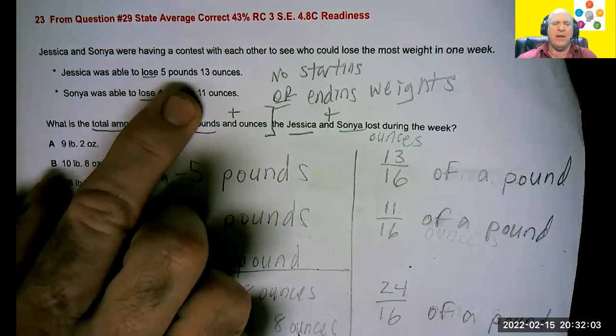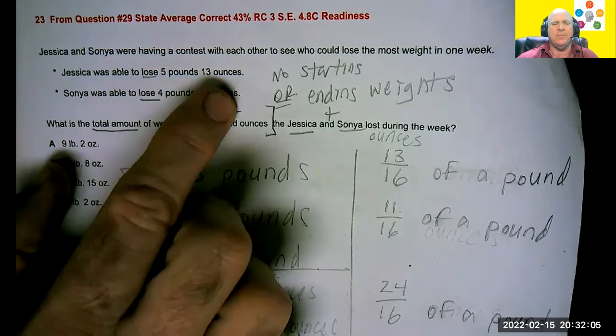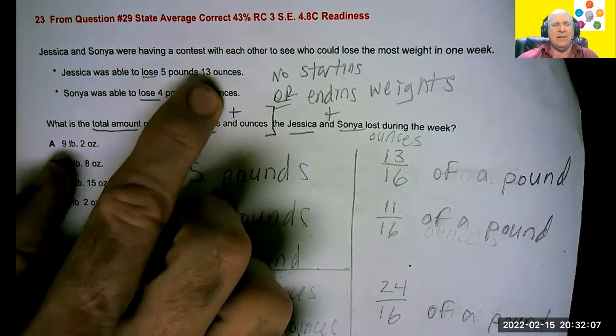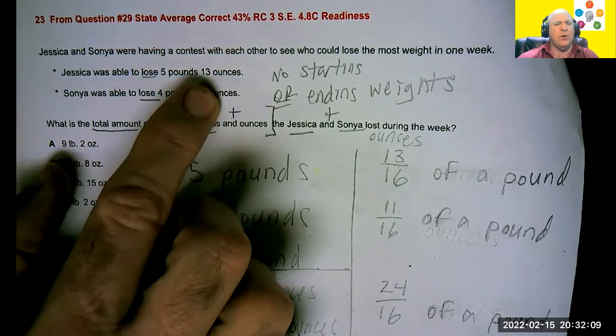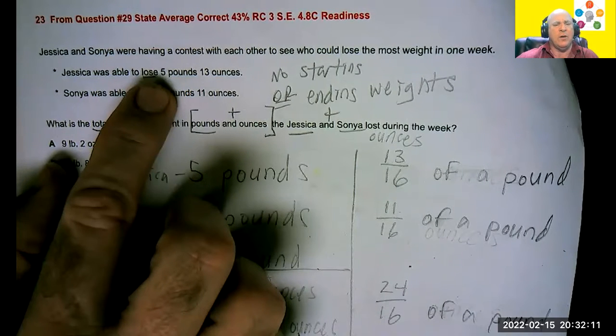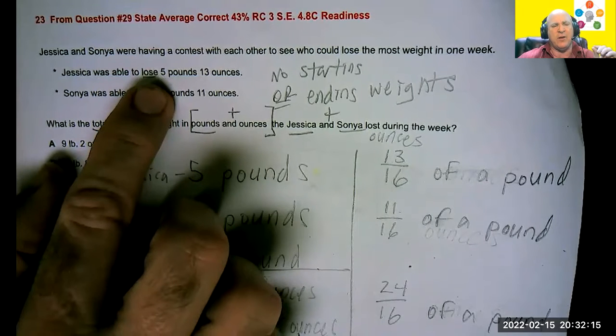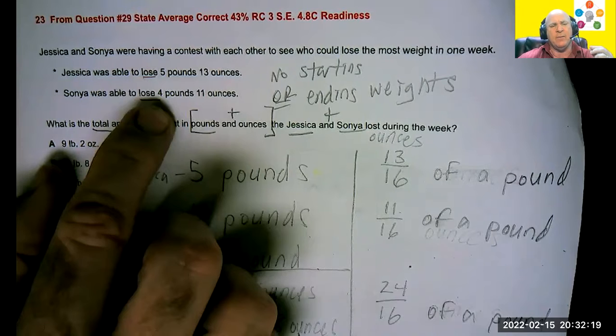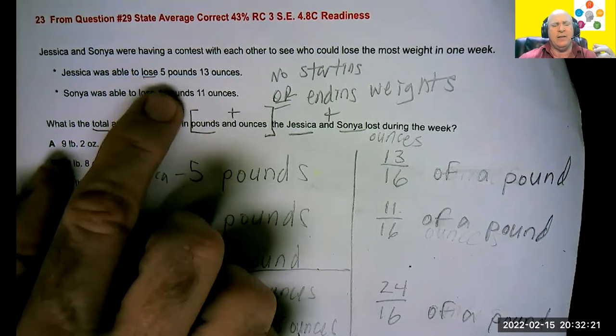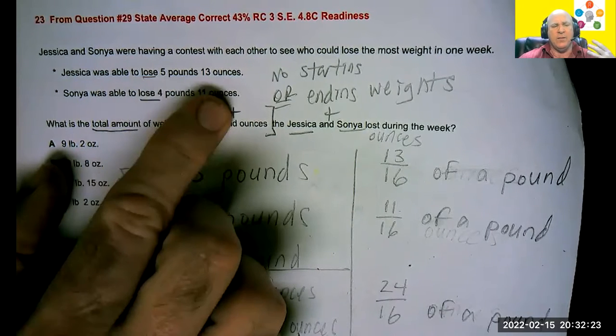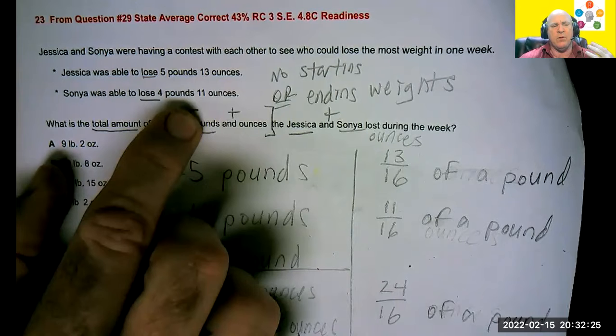I'm going to say the word and, even though it's not there. So it didn't say how much she started with or how much she ended with. So a lot of students would get distracted by that word lose and try to figure out, how do I subtract these 2 numbers, or how do I put them together and then subtract them? Well, that's the first place where they went wrong.